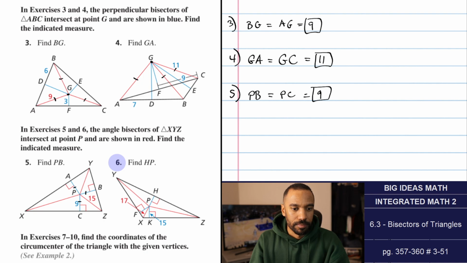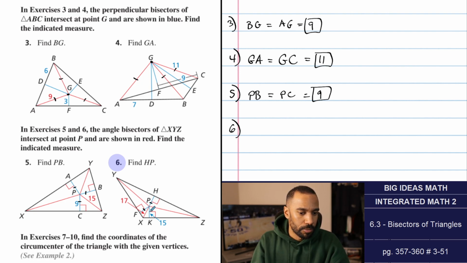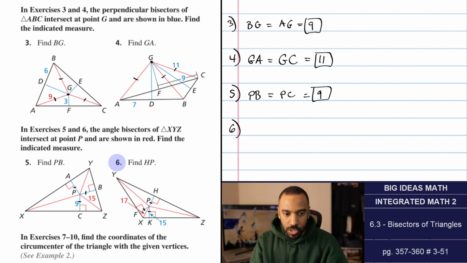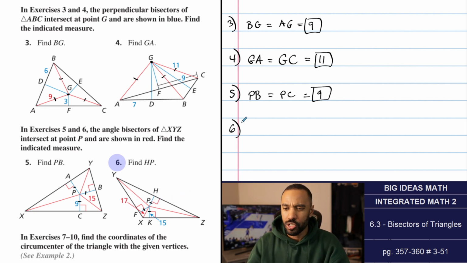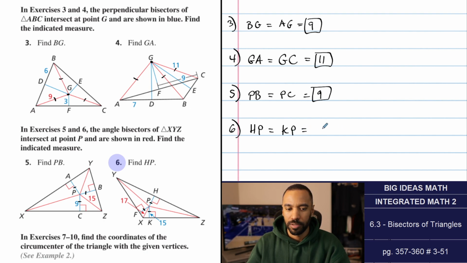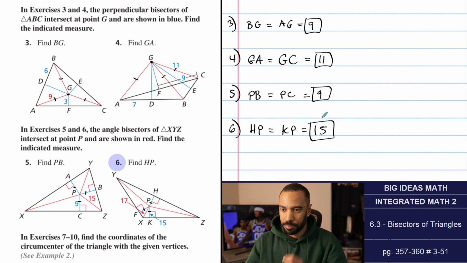Number 6, find the length of HP. Okay, same thing. We have an incenter right here, which means these are all the same length. Boom, boom, and boom. They want the length of HP. We know that the length of PK appears to be 15. You see it marked in blue. 17 appears to be that hypotenuse, if you will. So 15, they're giving you almost too easy of problems. It doesn't look like there's any more work than that. HP is the same length as KP, which is 15.